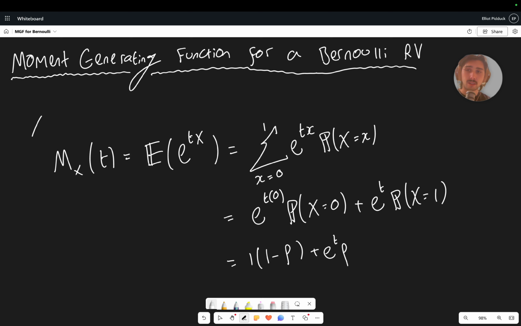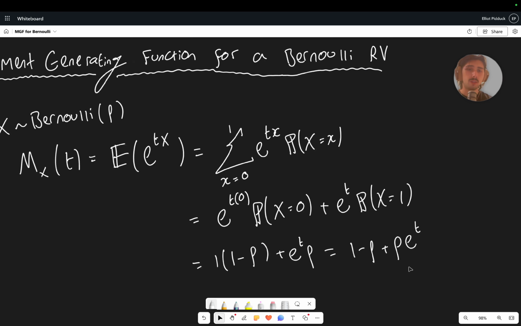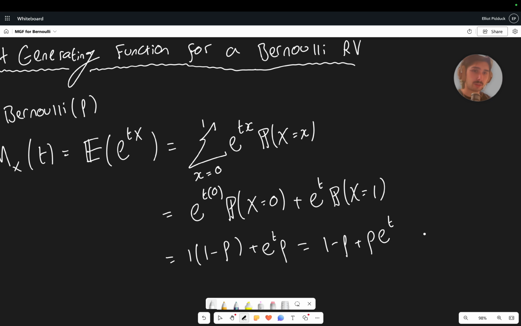So this is when X has a Bernoulli distribution with parameter p. And so what we end up with is just 1 minus p plus p e to the t. That is the moment generating function for a Bernoulli random variable. Notice as well that the domain of this function is that t can be any real number, because it will converge for anything because the sum is finite. So this is true, not just for specific values of t, but t can be any real number here and we're fine.